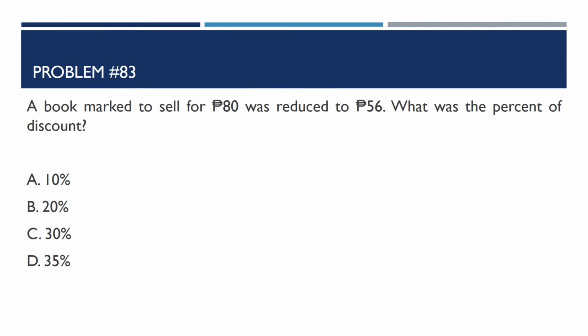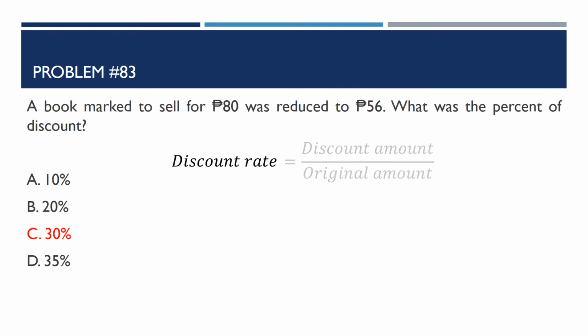Number 83. A book marked to sell for 80 pesos was reduced to 56 pesos. What was the percent of discount? The answer for this is 30%. Now, how did we get 30%? Let us use the formula to find the discount rate, which is discount amount divided by the original amount.